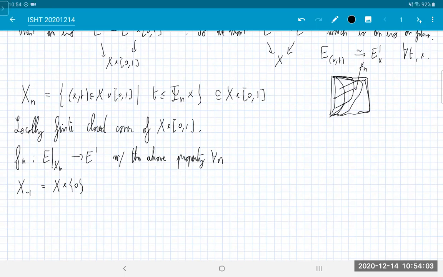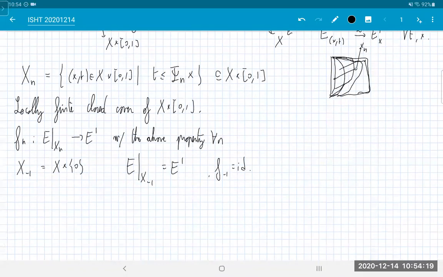And here, E restricted to X minus 1 is E prime. So we take F minus 1 to be the identity. Okay, good. That was easy. And now suppose we did Fn, we need to construct Xn. We need to construct the F n plus 1.